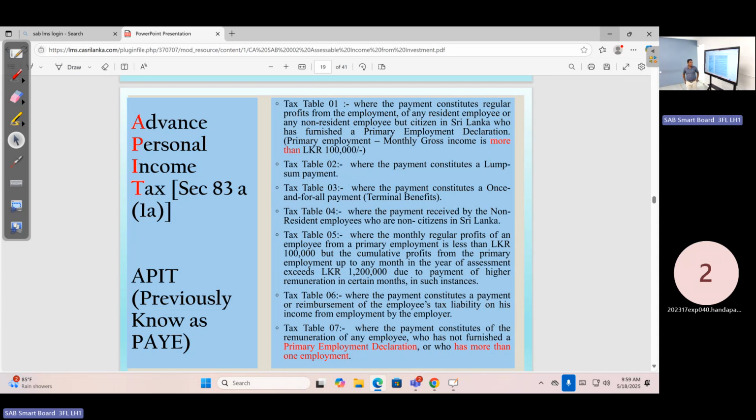So table number 5, monthly earning is less than 100,000 but annual earning is more than 1.2 million.